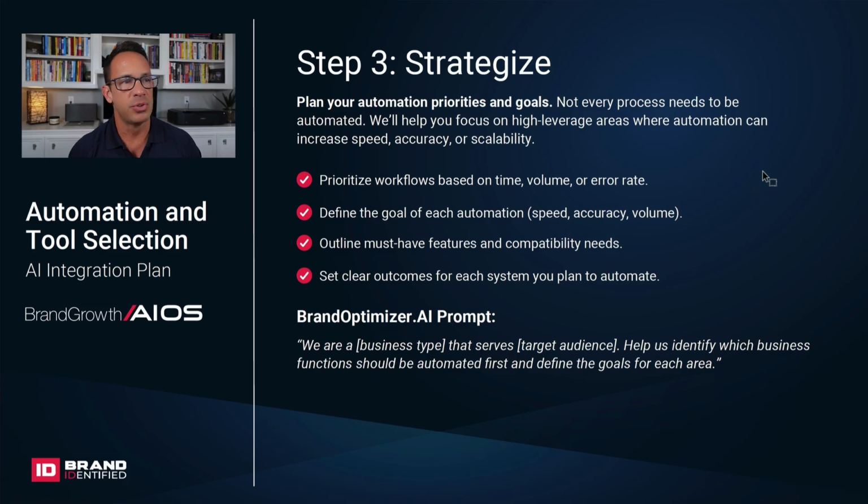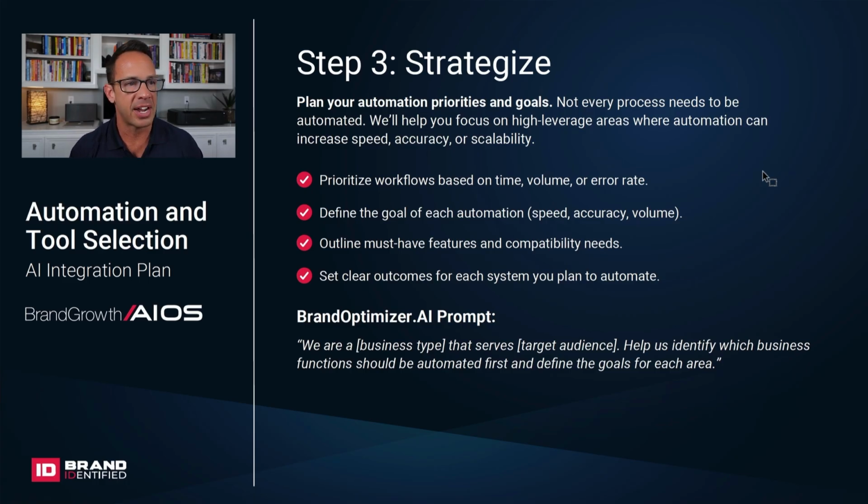So moving on here into step number 3, and that is strategize. Plan your automation priorities and your goals. Not every process needs to be automated. We will help you focus on high leverage areas where automation can increase your speed, your accuracy, and your scalability.